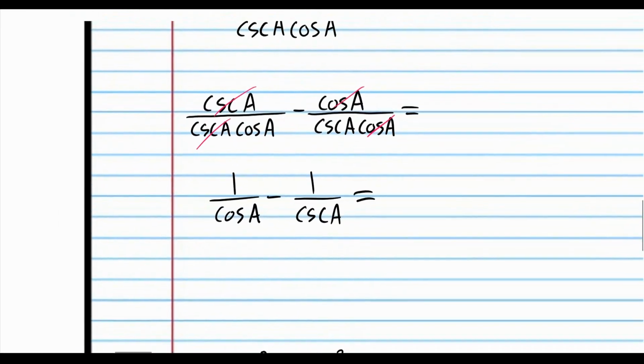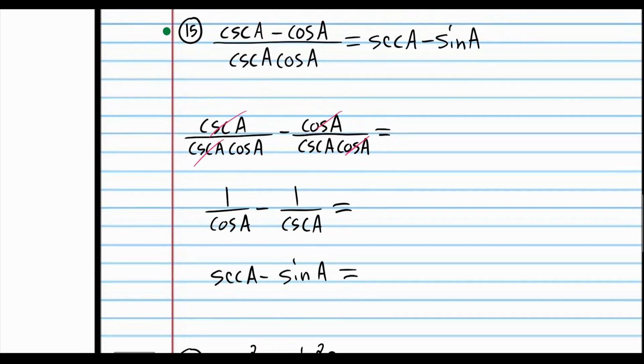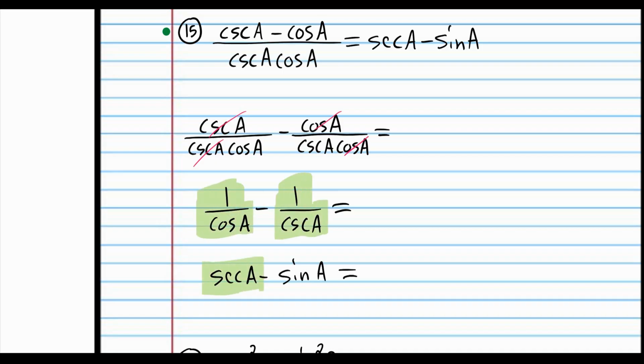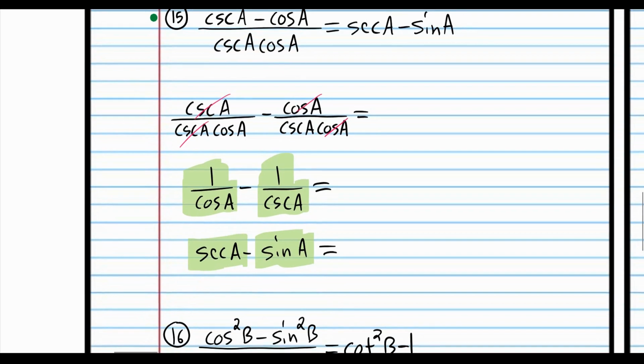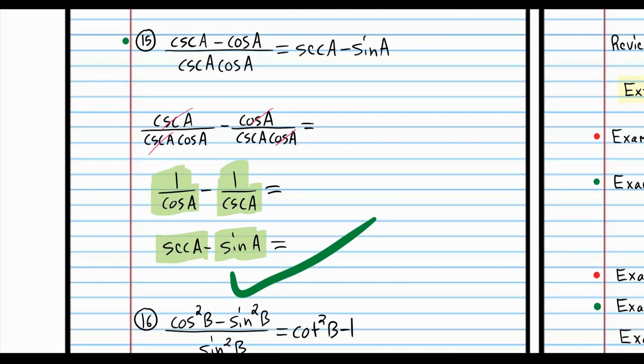So now we're going to use reciprocal identities, and we get secant A minus sine A, and that's what we were trying to prove, that the expression at the left was equal to the expression at the right. So now we can put a check mark, and you're done. So if you got that right, excellent. If you made a mistake, or if you weren't sure how to do that, that's fine.